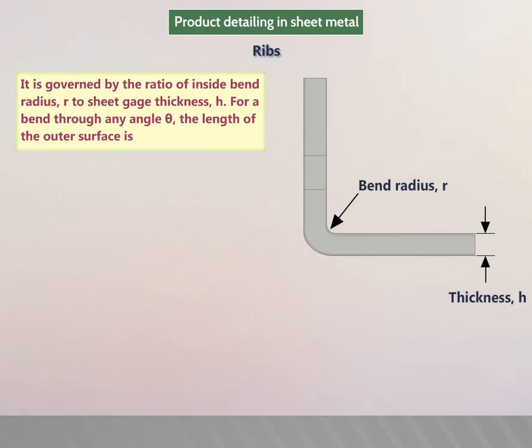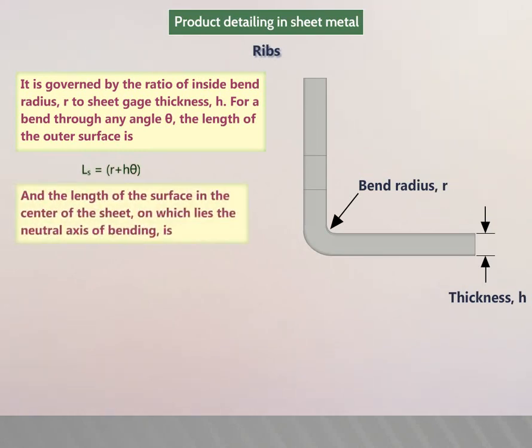For a bend through any angle theta, the length of the outer surface is Ls = (r + h) θ. And the length of the surface in the center of the sheet, on which lies the neutral axis of bending, is Lo = (r + h/2) θ.